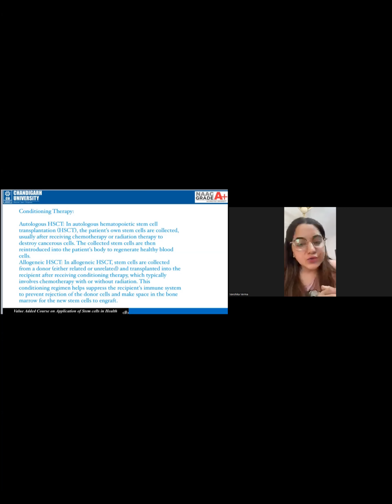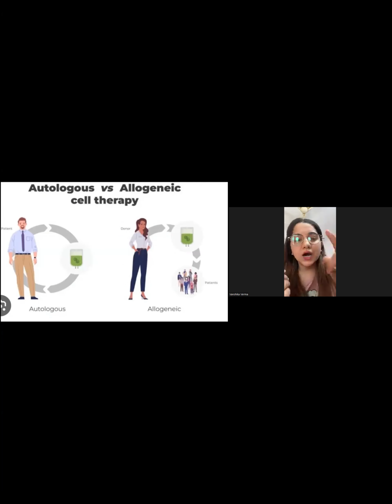Allogenic means the cells are collected from a donor to a recipient, and then the whole therapy follows. For example, I'm a patient, I have cancer, now the donor will come and donate the stem cells to me. So this is the difference, and you can see this picture also. Autologous means a person carrying his own stem cells, and allogenic means the donor gives to the patient. So I hope you get this lecture.